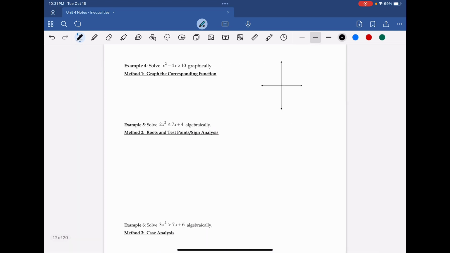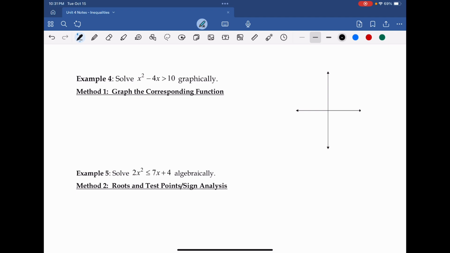Now, let's flip the page here, and we're going to repeat all these things. We're going to do one graphical example, then one root and test point / sign analysis example, and then one more case analysis, and then we'll move on to some more complex problems. But for now, we want to do one more of each just to make sure we're okay.